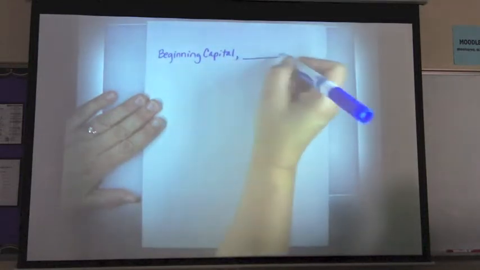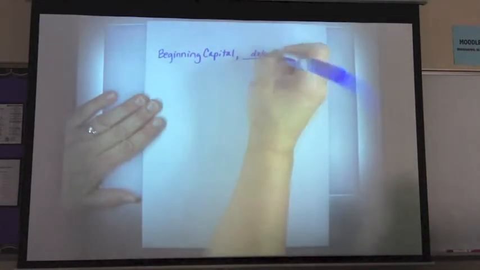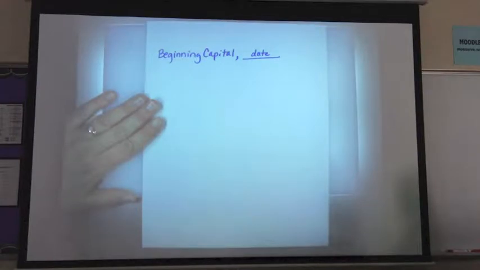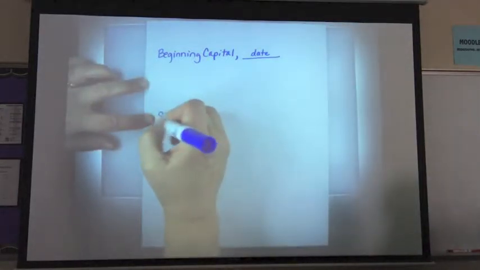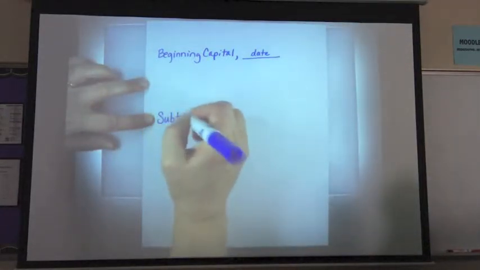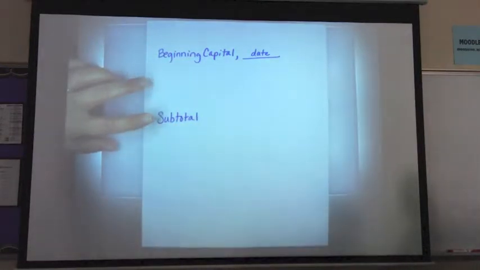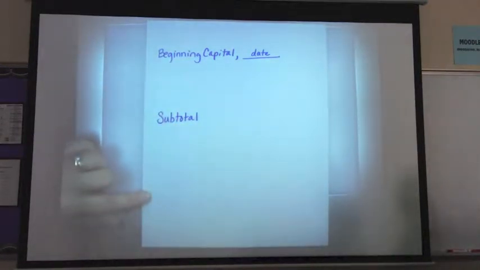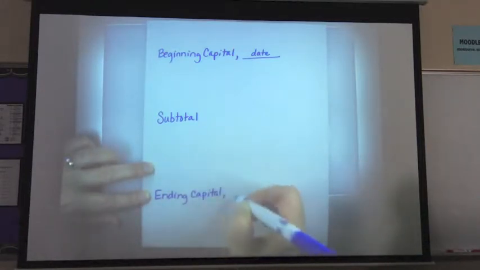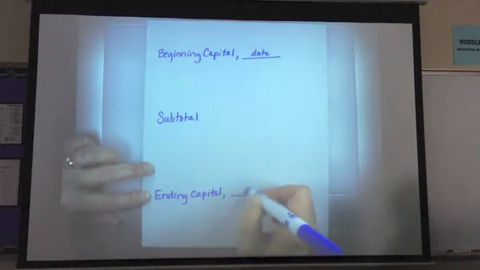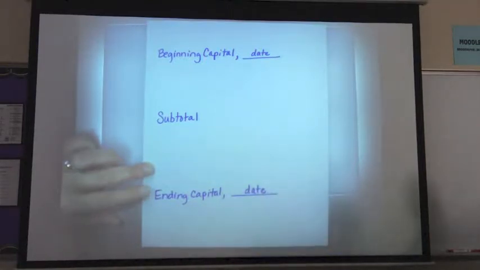Comma, followed by the date of the beginning capital. Come down a little ways. The second line that you absolutely have to have is your subtotal line. And the third line that you absolutely have to have is at the very end, your ending capital, followed by the date that your accounting cycle ends.